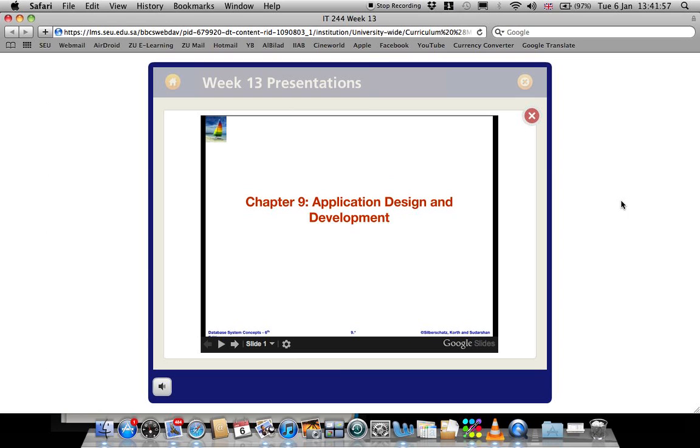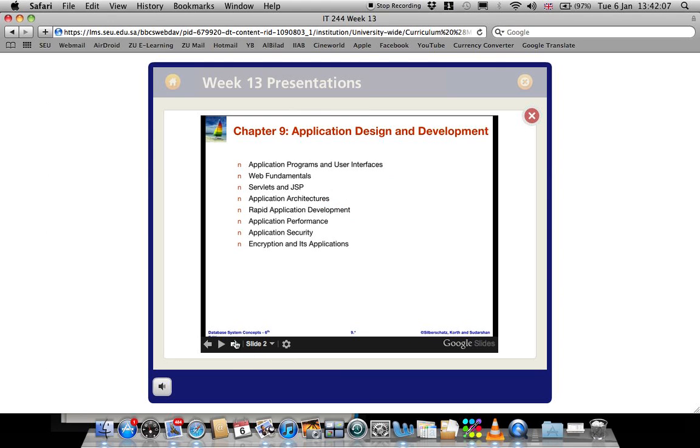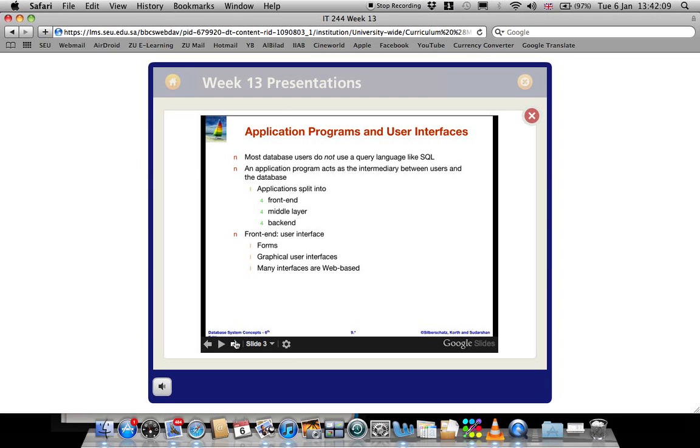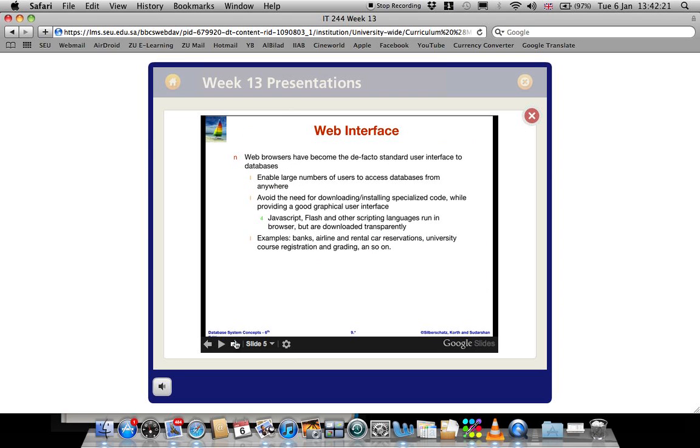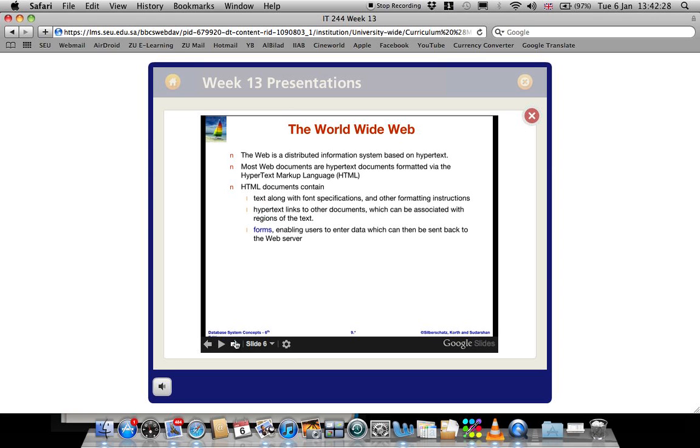Very last, weeks 13 and 14. Very easy week. It talks about application design and development. Make sure you know the following. Make sure you know that the application is split into front end and so on. Also, you don't need to worry about these. Don't worry about the slide. Just make sure you know what a web interface is, what a web browser is. Obviously, I'm sure you know the World Wide Web.